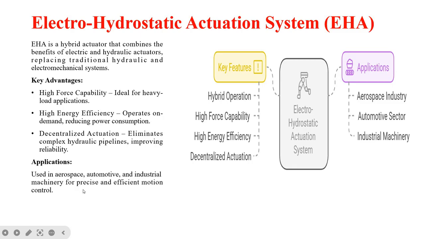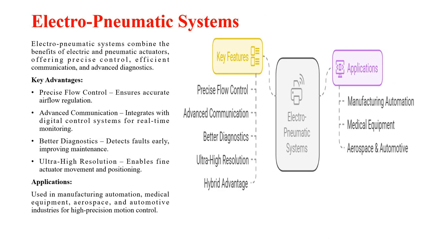Then you have applications: it is used in the aerospace and automotive industries, and in industrial machinery, etc. Next is electro-pneumatic systems, which combine the advantages of electric and pneumatic actuators, and offer precise control, efficient communication, and advanced diagnostics. These systems use electrical signals to control pneumatic actuators and make them ideal for industrial automation and high precision applications. Then you have the key features or advantages of electro-pneumatic systems.